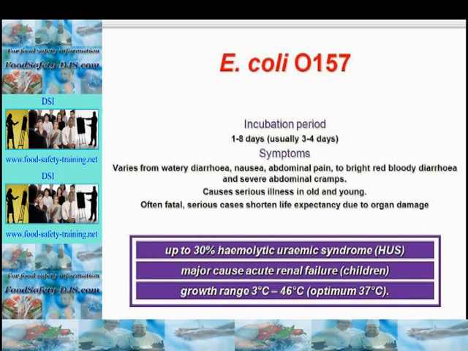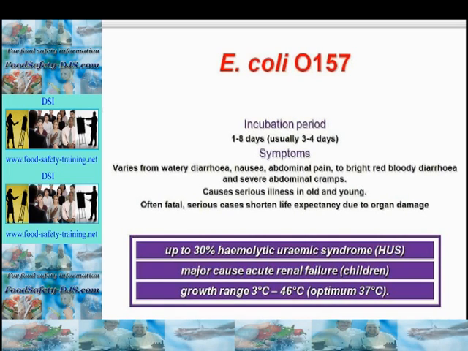E. coli O157, or Escherichia coli O157. The incubation period for this bacteria is 1 to 8 days, typically 3 to 4 days. Symptoms vary from watery diarrhea, nausea and abdominal pain, to bright red bloody diarrhea and severe abdominal cramps. It's responsible for causing serious illness in old and young. It's often fatal. Serious cases shorten life expectancy due to organ damage.